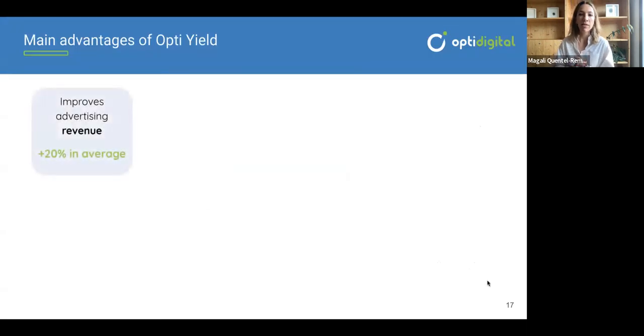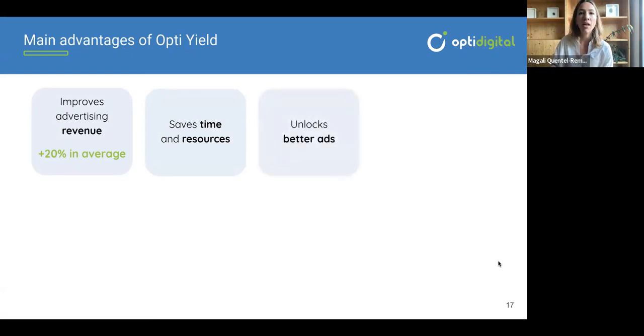So just as a little summary, the main advantages of Opti yield are that it brings in average a plus 20% in advertising revenue without adding any ad on your screens, on your media. It's going to save you precious time and resources that you will be able to dedicate to more important topics internally. It will unlock better ads. Only the best brands will be able to pay a higher price.